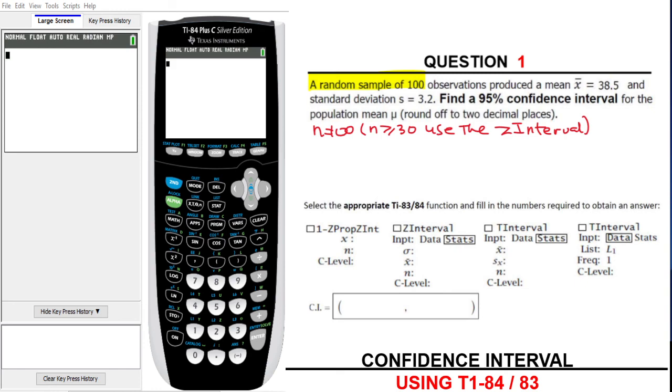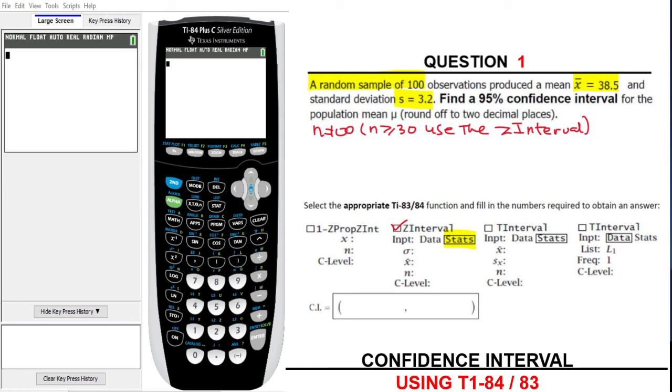interval problem. Now, because we are going to use z interval, our next thing is to find out if we have the raw sample data or we have summary statistics. In this particular situation, we have the summary statistics. They have summarized the mean and also the standard deviation for us. So why don't we just fill in the necessary information first?